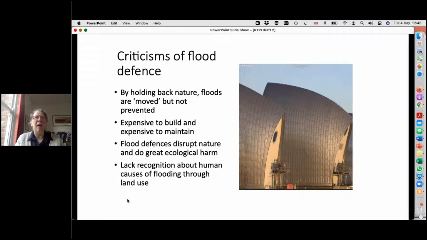And likewise, all around the country, we're facing very severe challenges of building and maintaining flood defences.